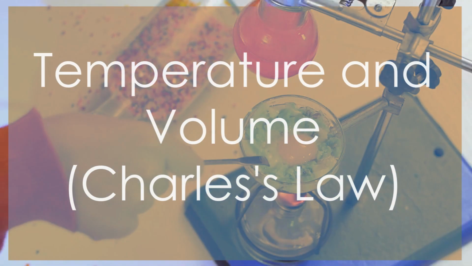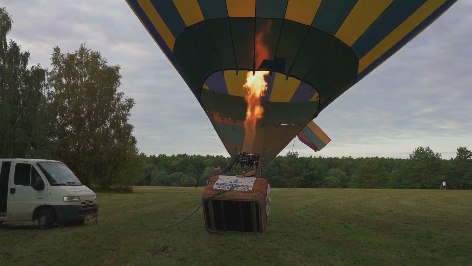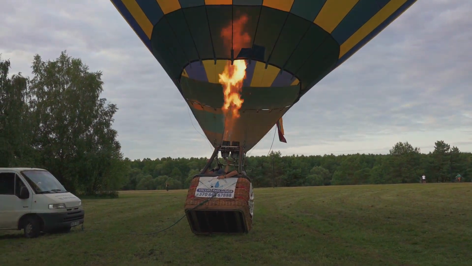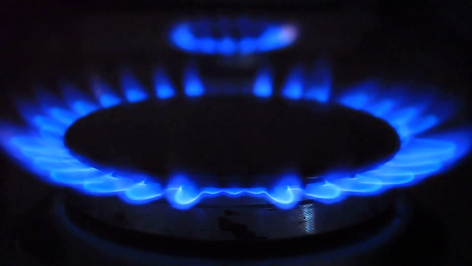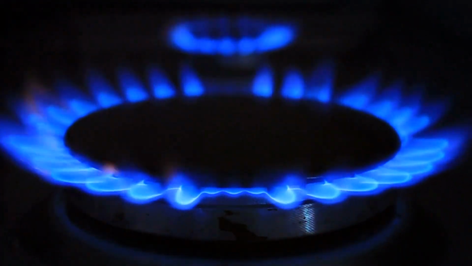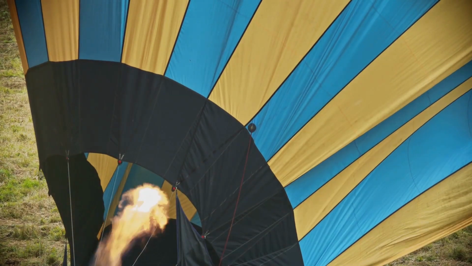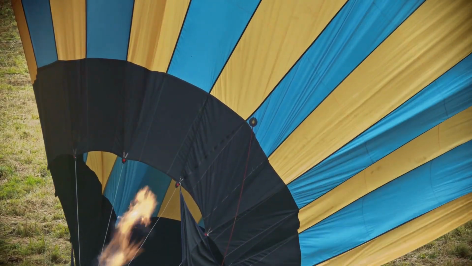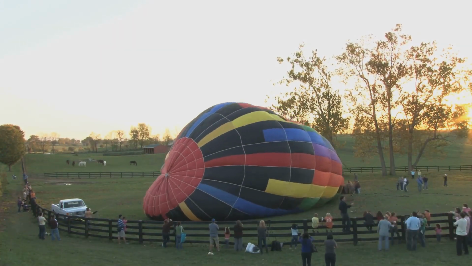Charles's law indicates that, at a constant pressure, the volume of a gas is directly proportional to its temperature. This means that as the temperature of a gas increases, its volume also increases, provided the pressure remains constant. The implication here is quite straightforward. When a gas is heated at a constant pressure, it expands. This is exactly why a balloon inflates when the air inside is heated. The increase in temperature causes the gas to expand, thereby increasing the volume.